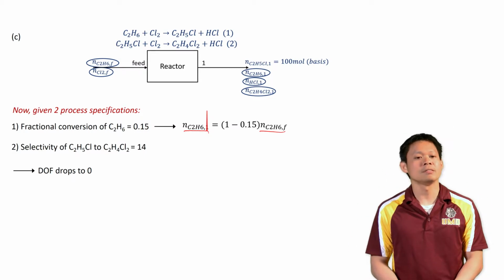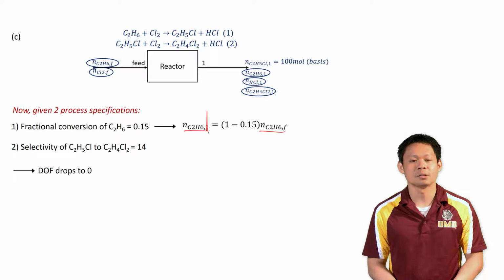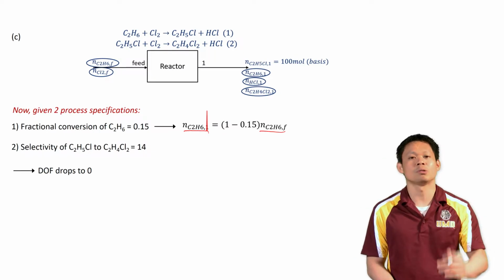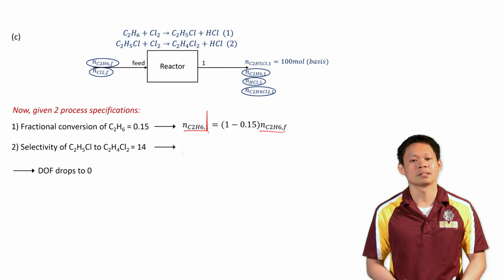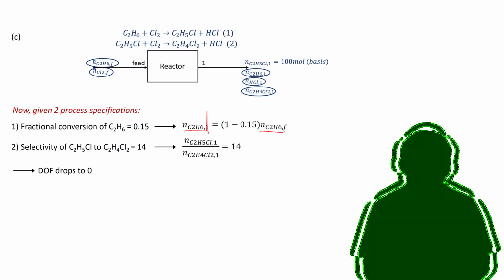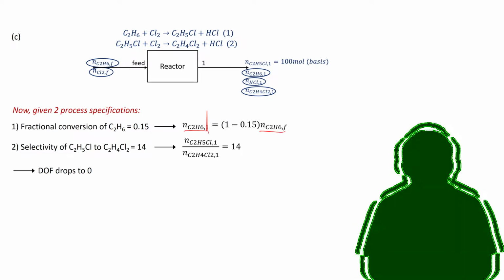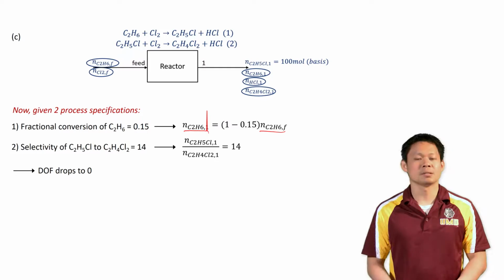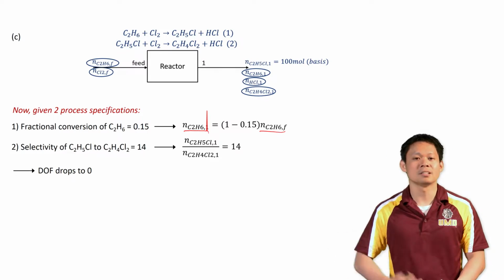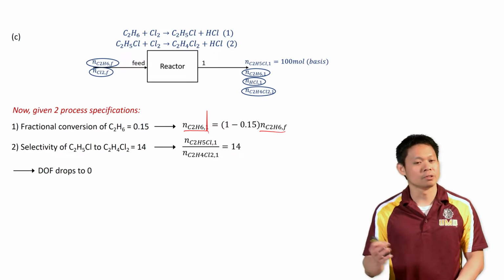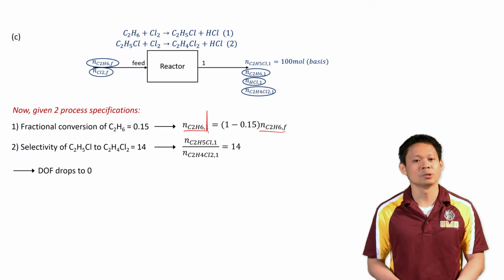In terms of our selectivity, in general it is one of the easiest specifications to write. It's just the ratio of your desired to your undesired product. So it's just the number of moles of C2H5Cl to the number of moles of C2H4Cl2 in our product stream, and that equals 14. So with these two process specifications coupled with the balances that we have written in our degree of freedom, we should be able to solve for all our unknowns.